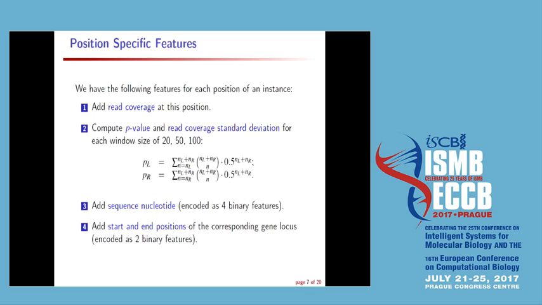We also use the sequencing information, that is, what nucleotide is at this position, as a feature. We encoded them as 4 binary features. Finally, we add another 2 binary features to indicate whether this position is a start or end position of the whole gene locus, because the start and end position of the whole gene locus is very likely to be a start or end boundary.